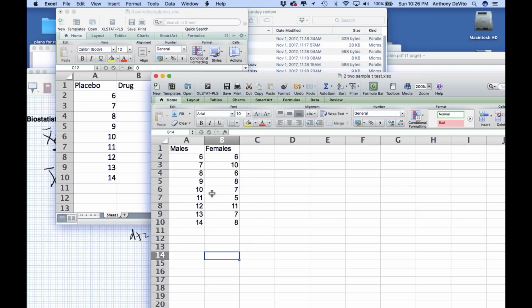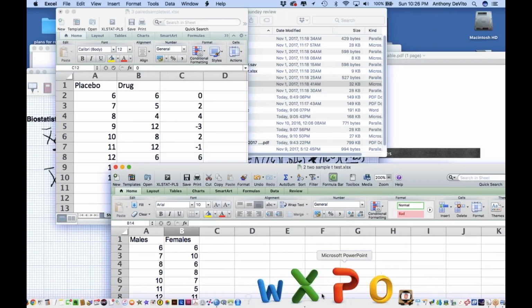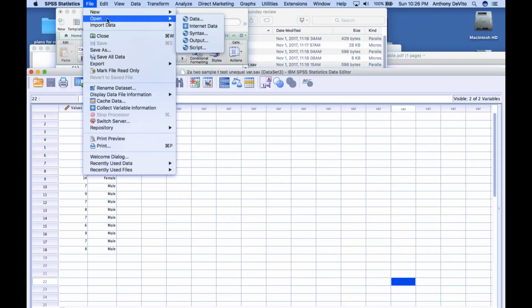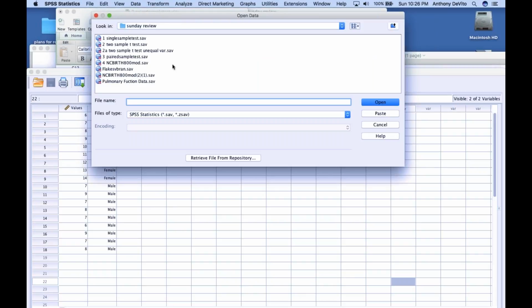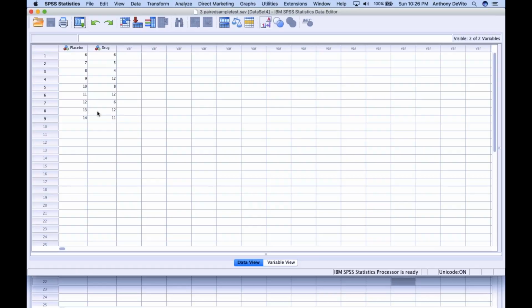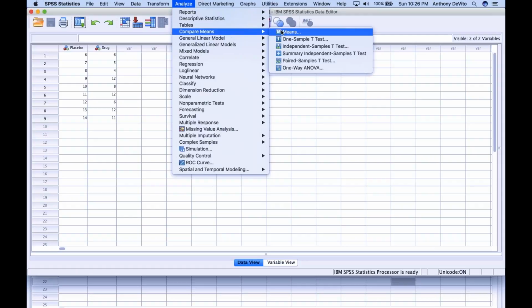So if I want to give this a try on this particular data with SPSS, I would go back to SPSS and I would say open data. Okay, and I would say, let's see, to sample, where is it? I got paired samples. Okay, there we go. And in fact, I think this is the same data as we had there, right? And then this time I'm going to go to Analyze, Compare Means, and I would go down to Paired Sample t-test.